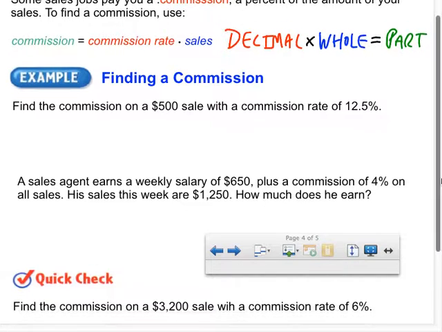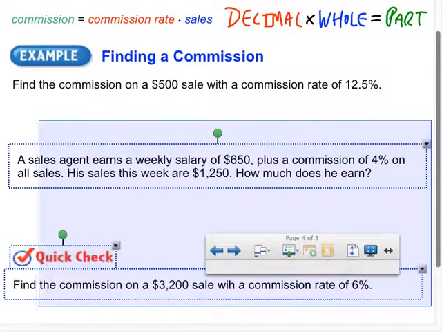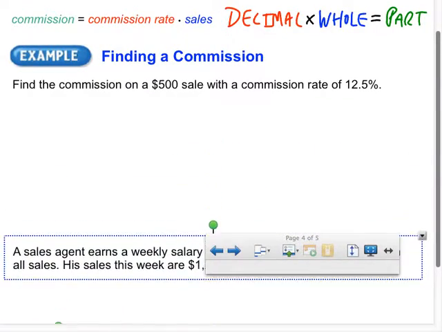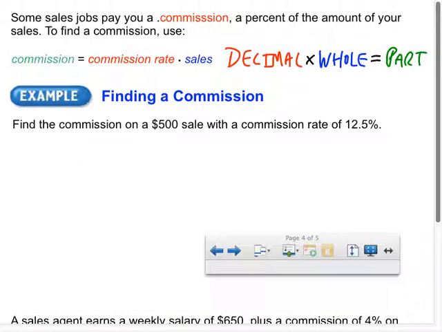Okay? So this first one's pretty easy. Go ahead, solve this one. How much time we got left? Okay, we're running short on time, so we're just going to blaze through this. So we want to find the commission.